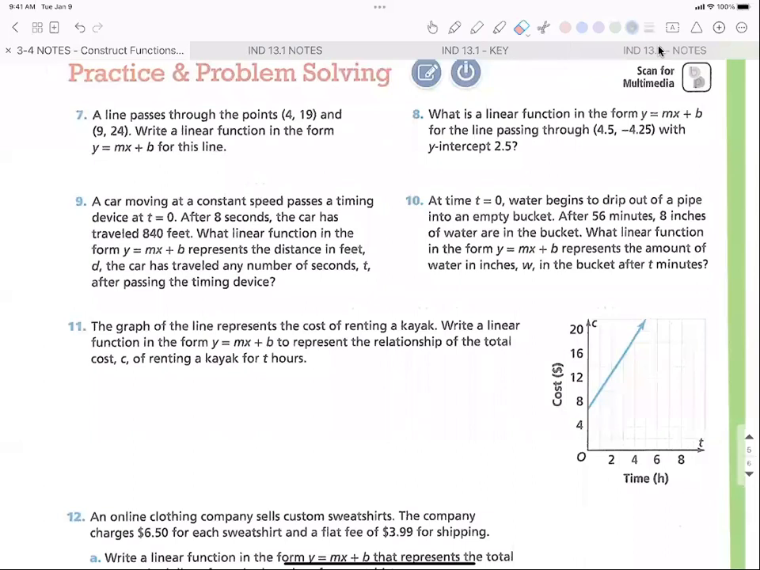Yes. Are we just doing 12 and 13 or are we doing the back side? No, we're not doing the back side. We're just going to do the front side.